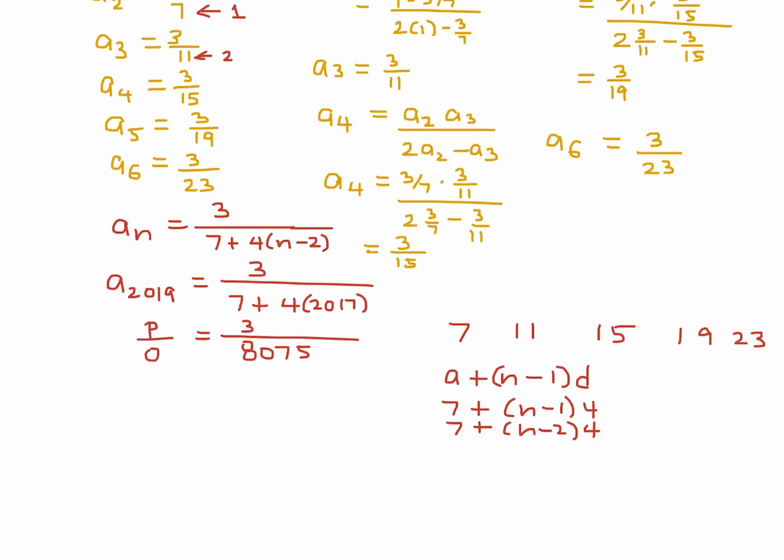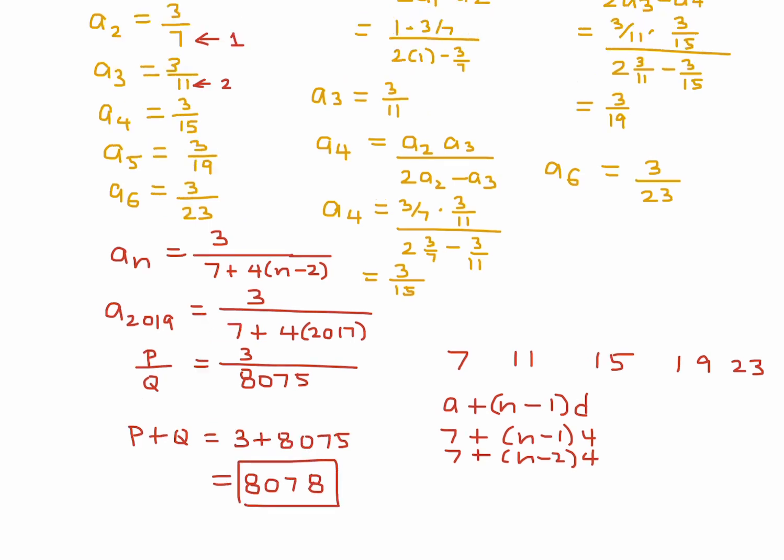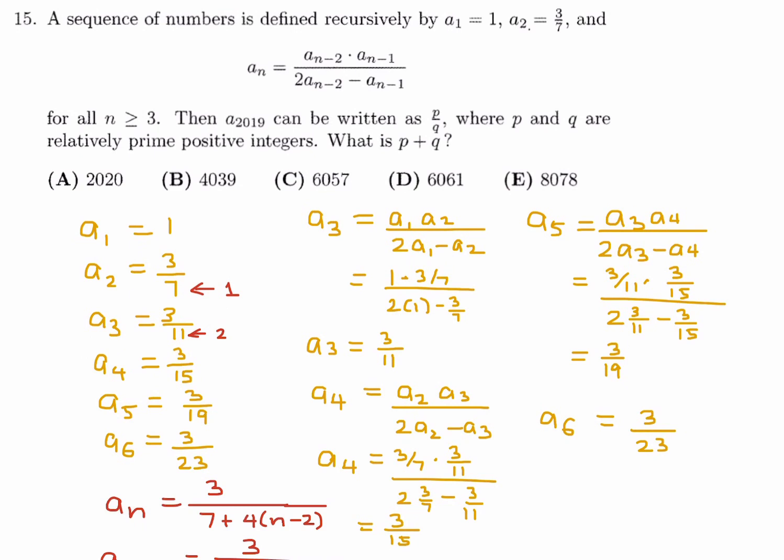So this is my P over Q that they keep talking about. This is P over Q, and they want me to find P plus Q. Well, that's 3 plus 8075, and that is 8078. 8078. The answer is E.